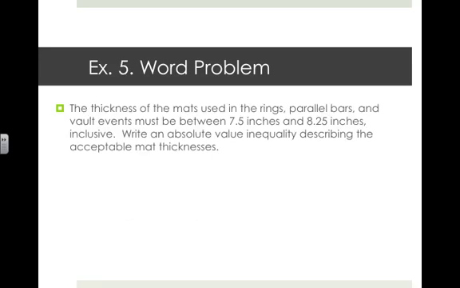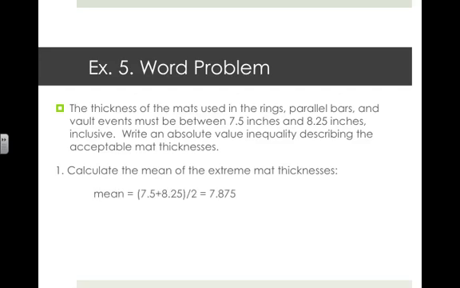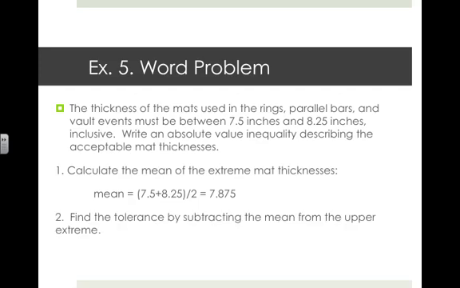Last problem. The thickness of the mats used in the rings, parallel bars, and vault events must be between 7.5 and 8.25 inches inclusive. That means the 7.5 and the 8.25 are part of the acceptable range of values. Write an absolute value inequality describing the acceptable mat thickness. We'll calculate the mean of the extreme mat thicknesses. So 7.5 plus 8.25 divided by 2 is 7.875. Find the tolerance by subtracting the mean from the upper extreme. So 8.25 minus 7.875 is 0.375.